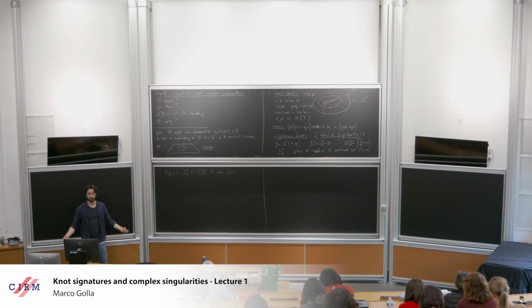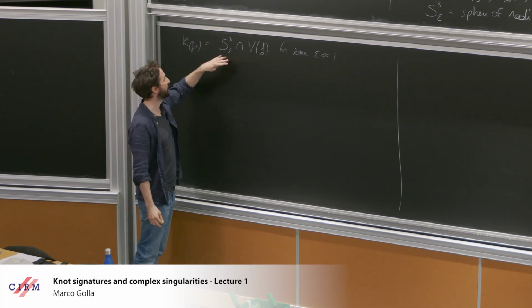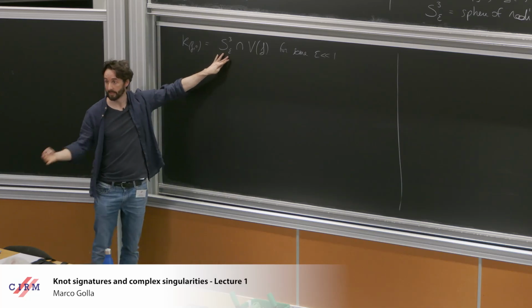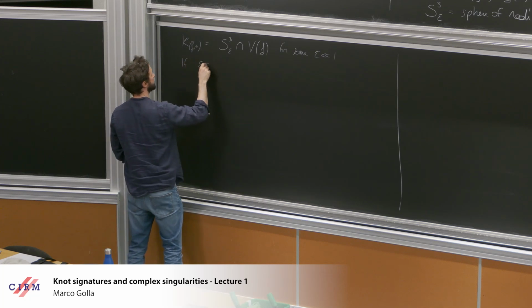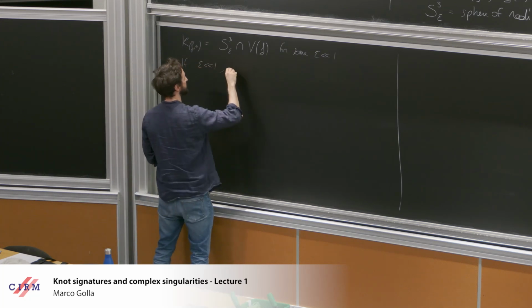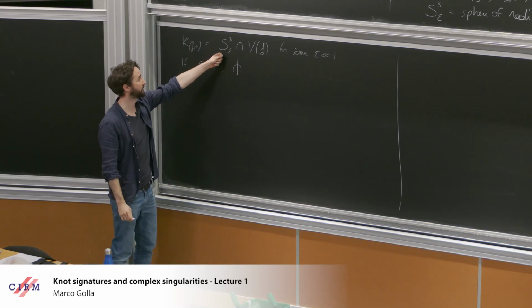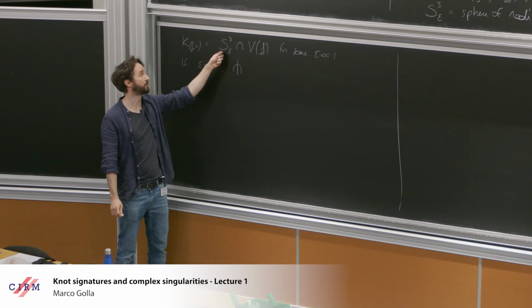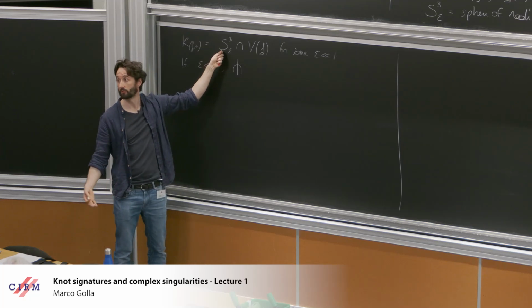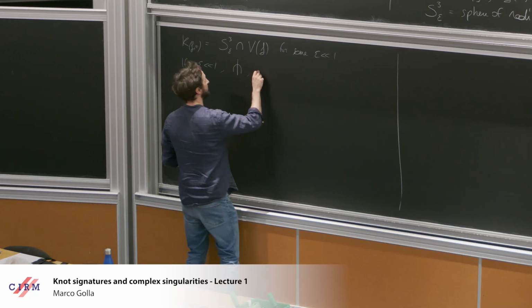And the notation suggests that this is a knot or a link. This is embedded in some S3 of radius epsilon. And actually, if epsilon is very small, the intersection is transverse. So I'm intersecting a codimension 1 object and a codimension 2 object, and I get something of codimension 2 in here. So it's actually a knot or a link. It's a union of S1s. And independent of epsilon.